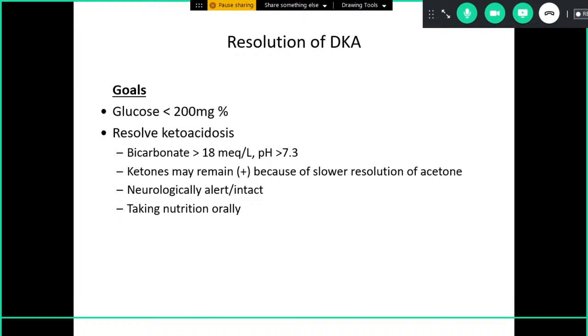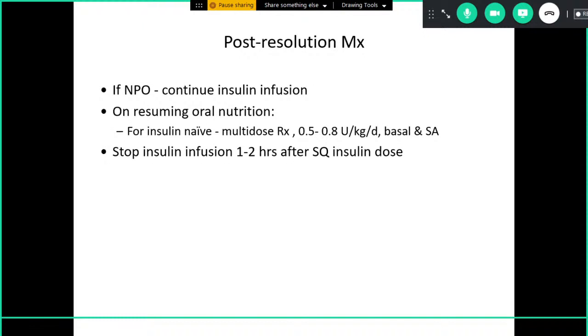Resolution of DKA is defined as a glucose level of less than 200 and the ketoacidosis has gone. So the pH has gone above 7.3, the bicarb has gone above 18, and the patient is neurologically alert and taking nutrition orally. The ketones may take a little bit more time to go away. For post-resolution management, if for some reason the patient is not taking orally, continue insulin infusion. As I mentioned, on resuming oral nutrition, shift to a multiple subcutaneous insulin regimen. So you're going to give regular insulin or short-acting analogs before the meals and a basal insulin, which is either NPH or a long-acting analog at bedtime. Continue your insulin infusion for 1 to 2 hours after the subcutaneous insulin dose.